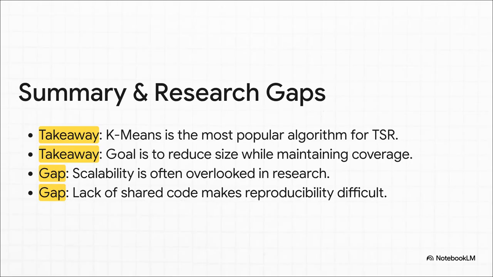So to wrap it all up, the takeaways are clear. K-means is the go-to algorithm to start with, and the main goal is always to shrink that suite while keeping your coverage high. But it's also important to know the limits here. The research doesn't really talk much about scalability for truly massive systems, and a lot of these studies don't share their code, which makes it really hard to reproduce the results. That's just something we need to be aware of as practitioners.